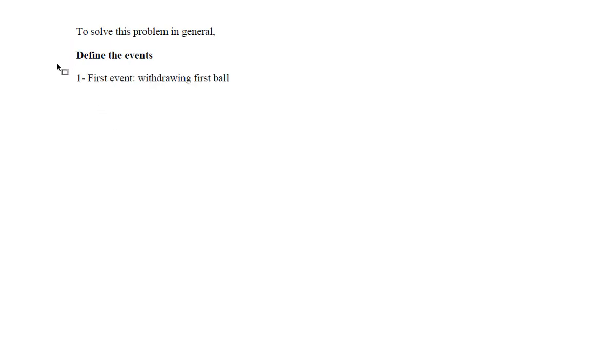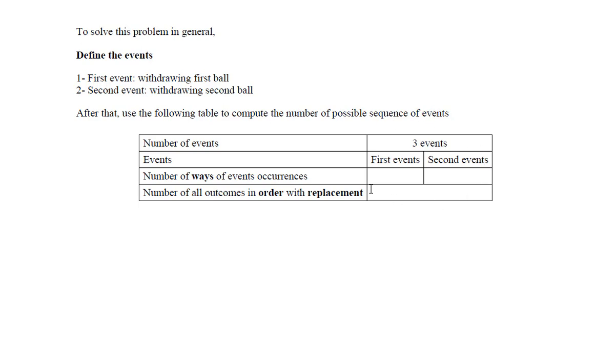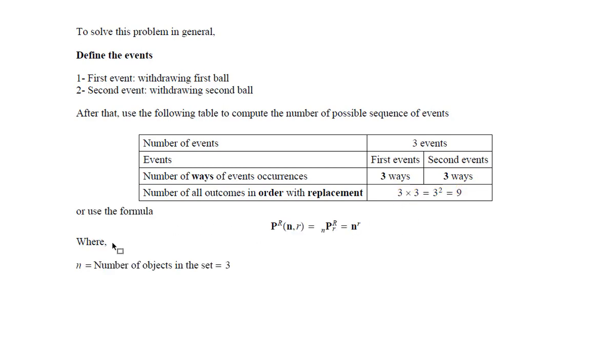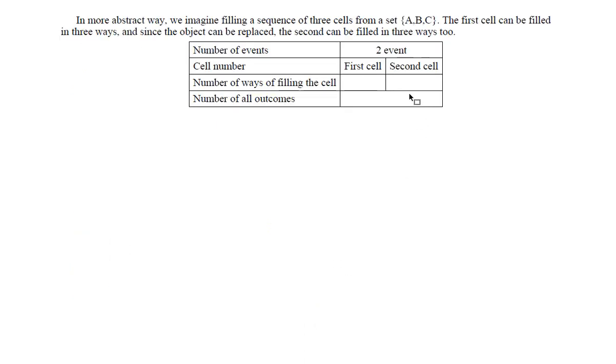So to solve this problem in general, we have to define the events. The first event is withdrawing the first ball, the second event is withdrawing the second ball, and then we can write down this table indicating the events we have, the first and the second, and the ways according to which each event may occur. So we have 3 ways for the first event and 3 ways for the second event, and all possibilities are 3 times 3. We can apply this formula knowing that n is the number of objects in the set, which is 3, and r is the sequence length or size of the sample point, which is 2. And we apply this formula and we get the number of all possibilities to generate a sequence according to the previous rules. Or we can do that in a more abstract way, writing first cell and second cell, and in each cell we fill in the number of ways this event may occur, and we compute all the outcomes.